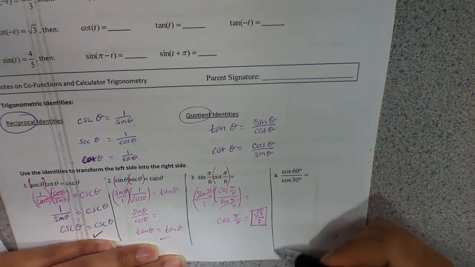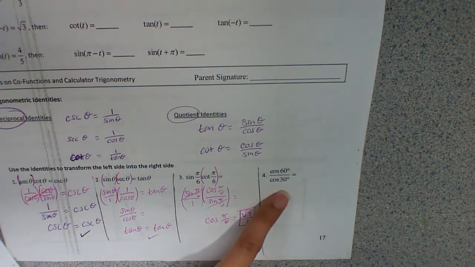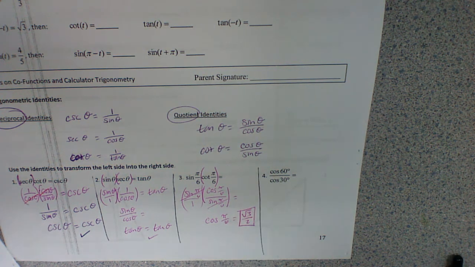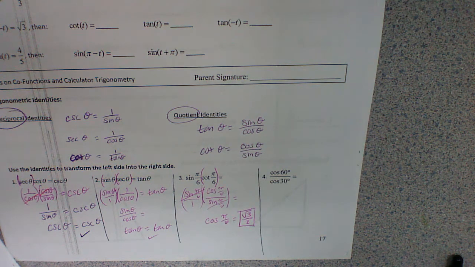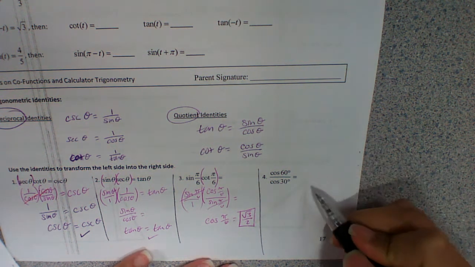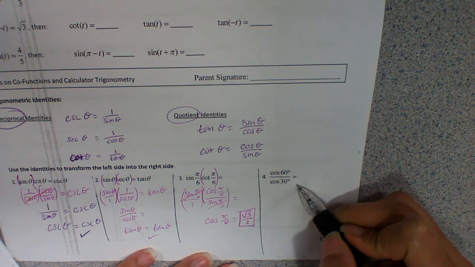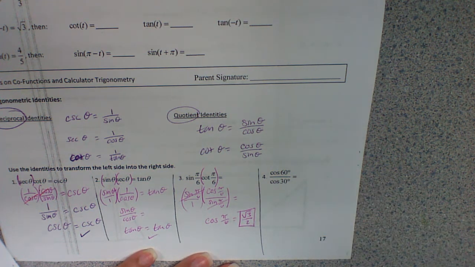Number 4, again, notice that you are given angles, very specific angles, and the only thing on this one is that I can't really rewrite cos in any other simplified way. It's already simplified as is. Now all I have to do is find those values and simplify.